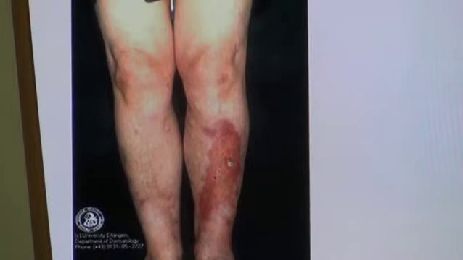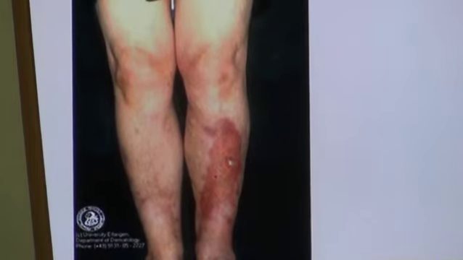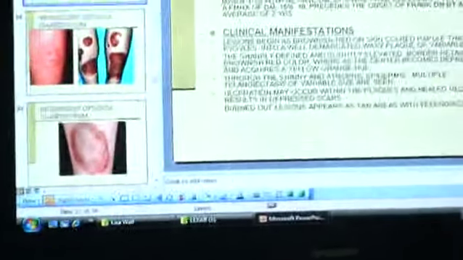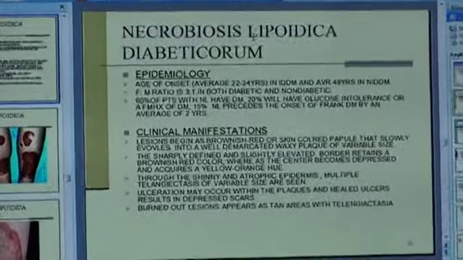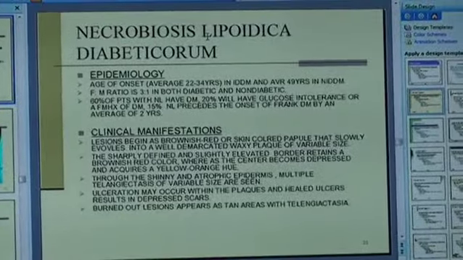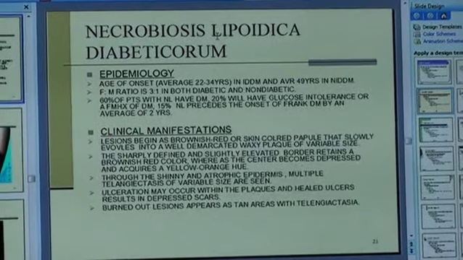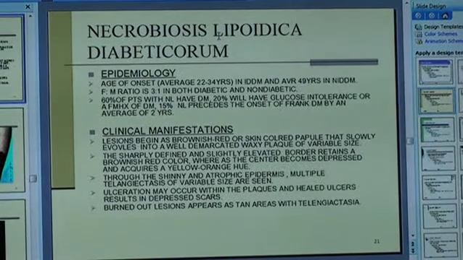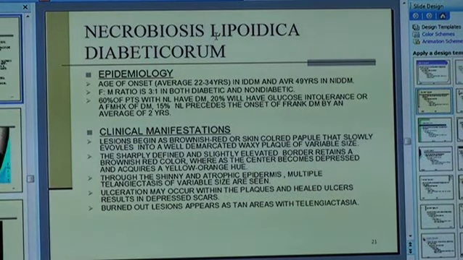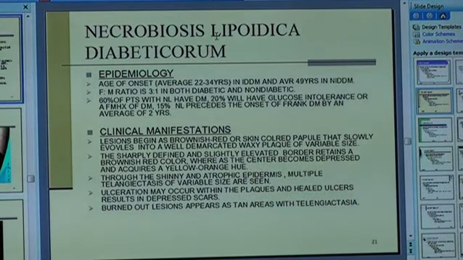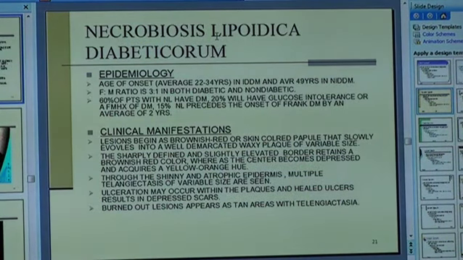Alright, so the necrobiosis lipoidica type form. Age of onset is average 20 to 34 years in insulin-dependent diabetes patients and an average age of 49 years in non-insulin dependent. The ratio of female to male is 3:1 in both diabetic and non-diabetic patients. 60% of patients with necrobiosis lipoidica have diabetes mellitus. 20% will have glucose intolerance or family history of diabetes.